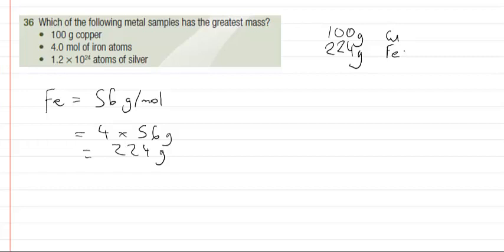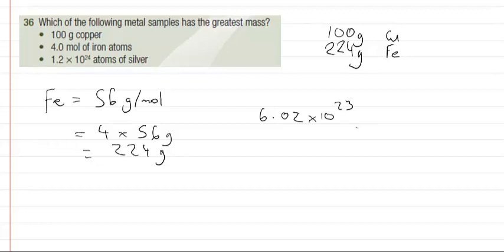So the last one, 1.2 times 10 to the 24 atoms of silver. Now, as I've told you, if you're in my class, a lot of these problems, the first thing you have to do is work out how many moles you have, because moles will relate to mass, and they'll relate to the number of atoms. It's really important to know the number of moles. We know there are 6.02 times 10 to the 23 atoms in a mole. That's the number that represents a mole.